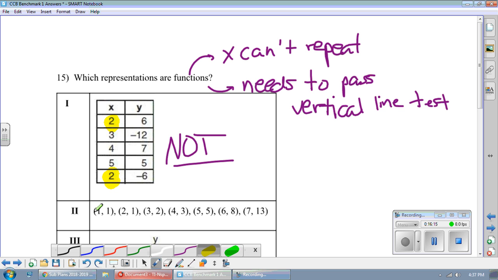Number 2, I look at the x's. I see 1, 2, 3, 4, 5, 6, 7. So all of the x's are different. So this is a function.